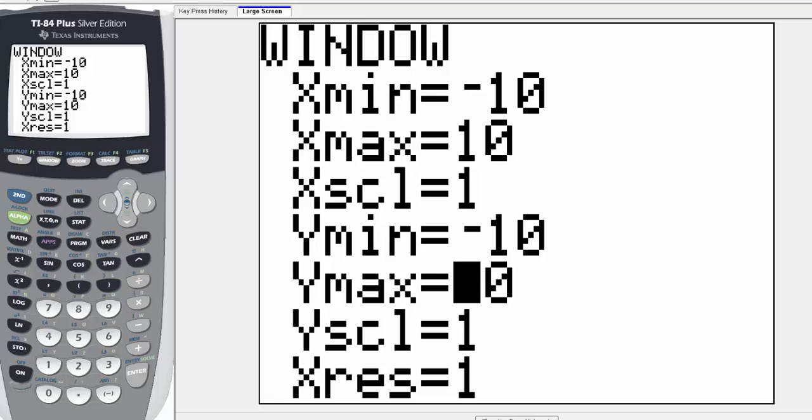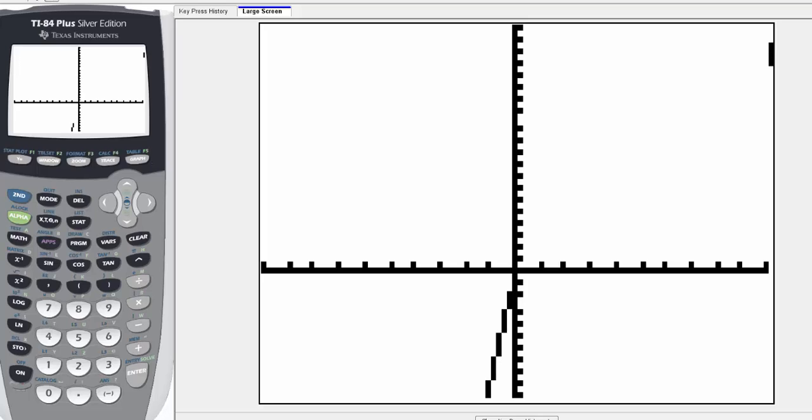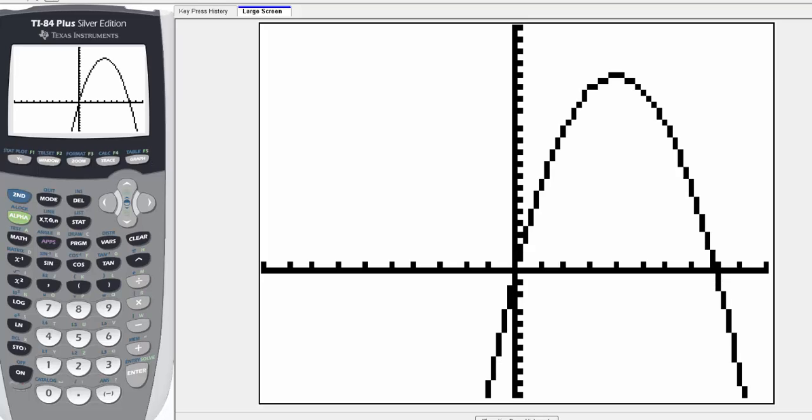You might have to play around with these numbers more than once until you get the right fit. But if I choose 20, because I know it needs to be bigger, and go back to graph, I want to see if I can find it. Which I can. I see the maximum. I see it going all the way up and all the way down. So just make sure you play around until you see your entire parabola on your screen, and then you can answer the questions.